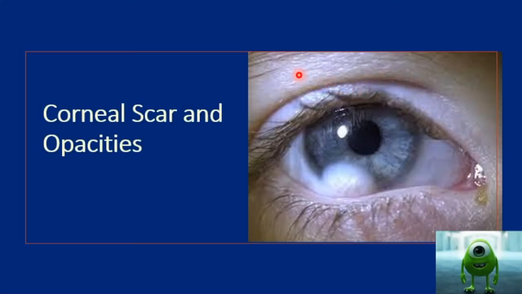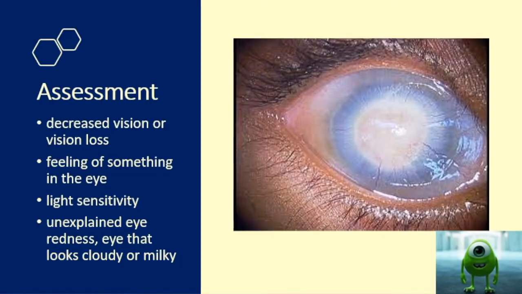Okay. Next, we have your corneal scar and opacities. Your corneal scar and opacities would create vision problems. It would affect the clarity of vision. It may be caused by the scarring of your cornea, and may occur as a result of various conditions, including injuries and even infection to the eye. So, corneal scarring and opacities.